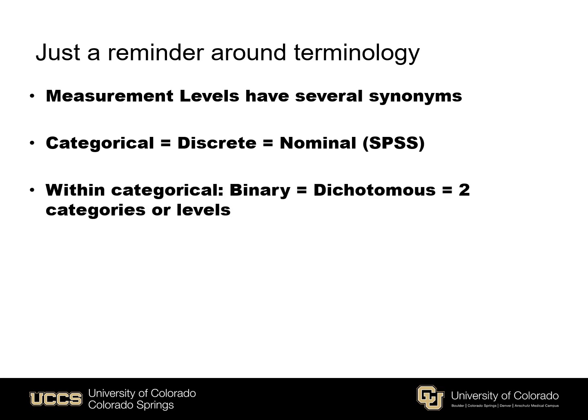Similarly, within the larger category of categorical variables, you may see people refer to a variable as binary or dichotomous, but those mean the same thing. It just means that there are two categories or two levels to that variable. And then finally, I wanted to flag that although I will often use the word continuous in reference to a variable, that means the same as an interval variable or a scale variable. And again, I'm bringing this to your attention because SPSS uses the term scale, but it's just synonymous with continuous.